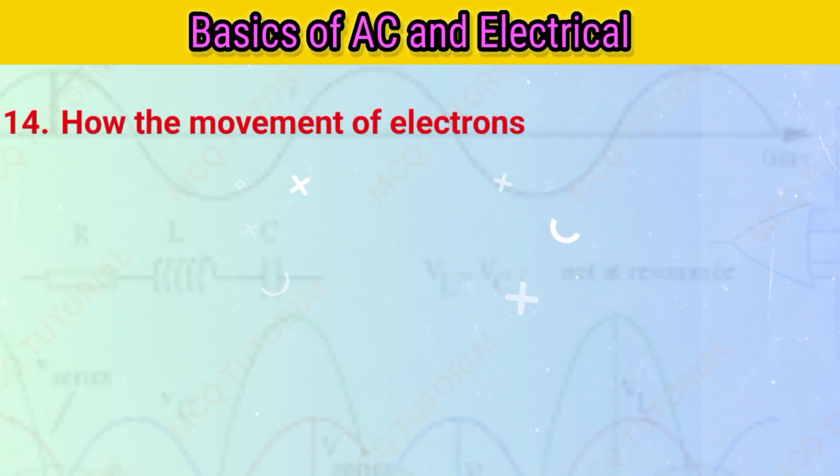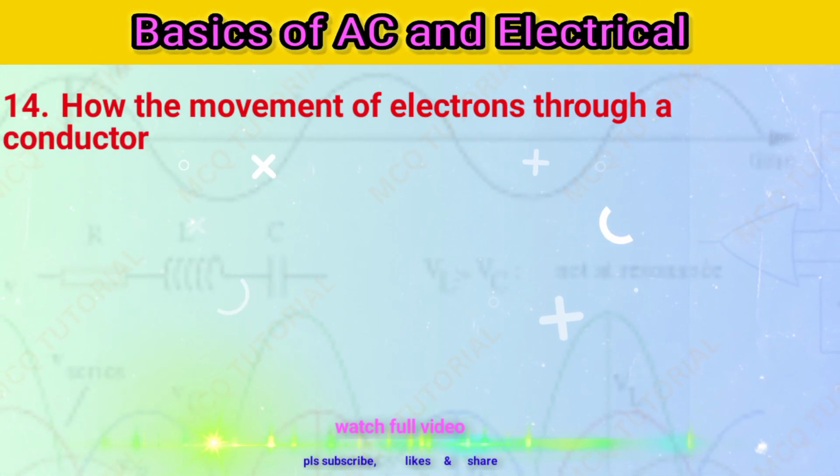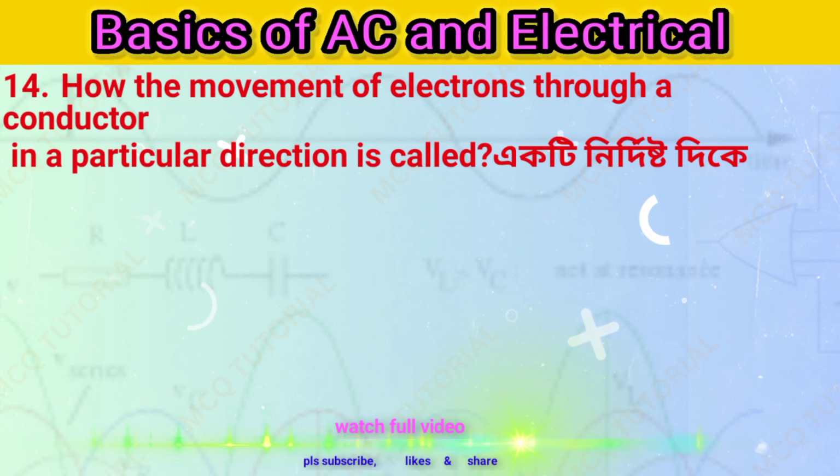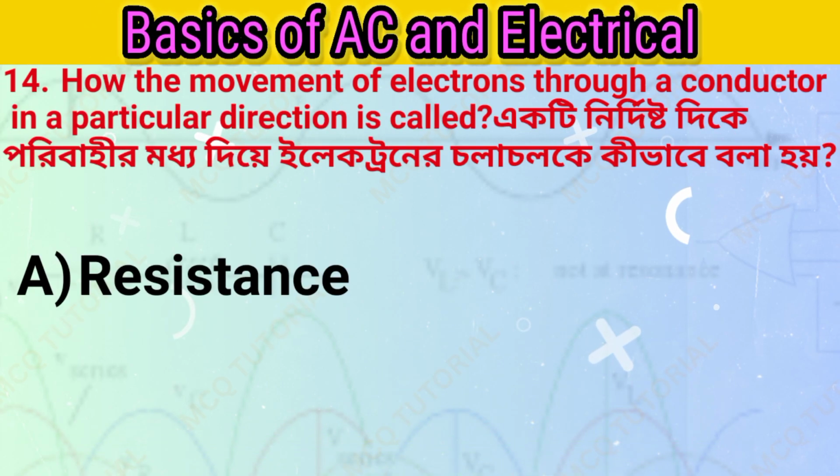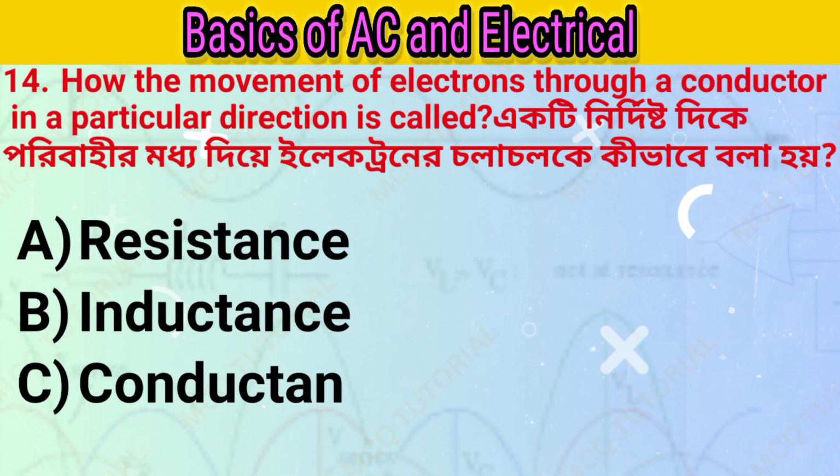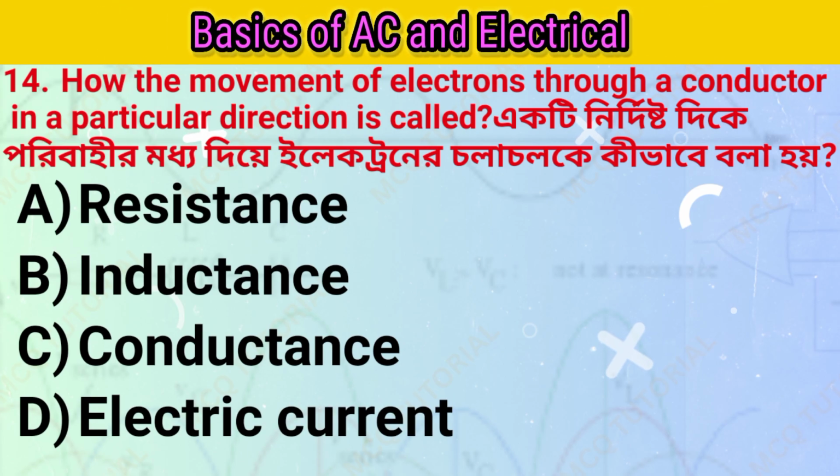Question number 14. How is the movement of electrons through a conductor in a particular direction called? Option A resistance, option B inductance, option C conductance, option D electric current.